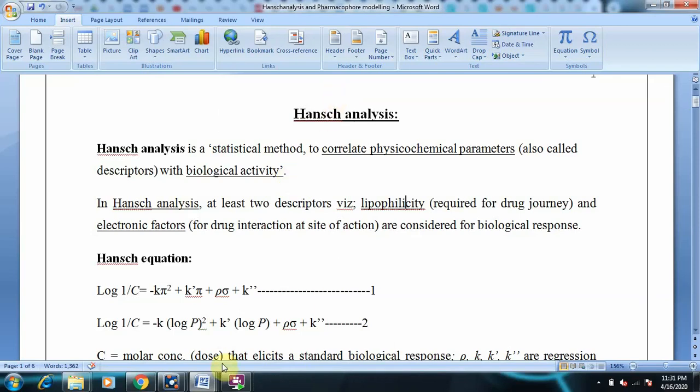Hi everyone. In the last class we discussed several descriptors which are used in QSAR studies. Today we will be discussing Hansch analysis.